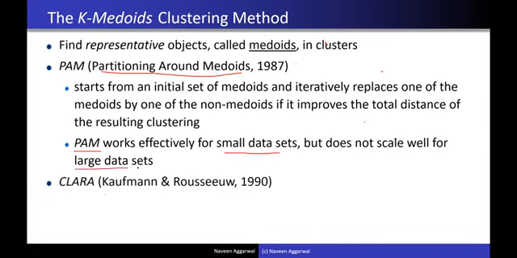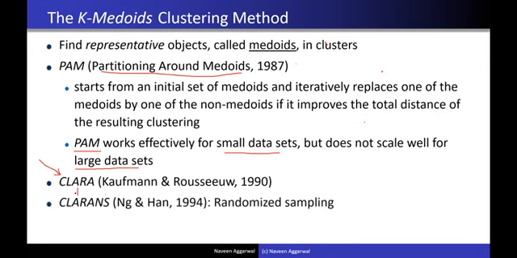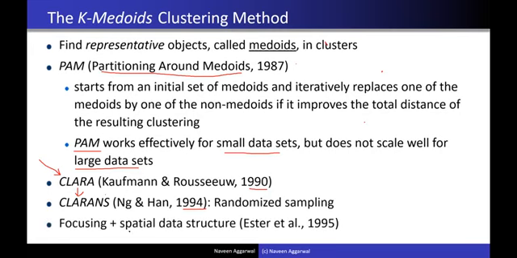Since we cannot run it for large data sets, there are 2 algorithms which are modifications of this. One is called CLARA, and another modification is called CLARANS, proposed in 1990 and 1994 respectively. We will go through both of these first, and then for spatial data structures there is another method, which is called Fuzzing Plus. But we will first quickly go through PAM and then these two modifications.